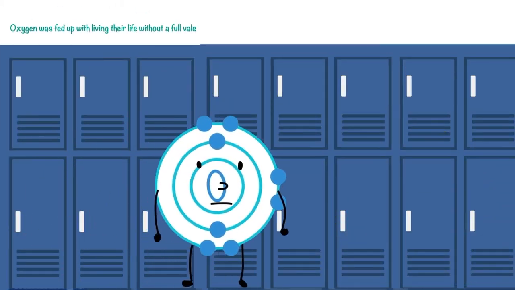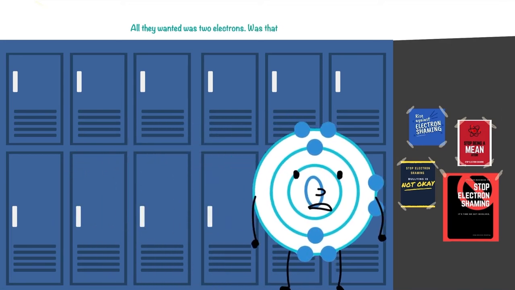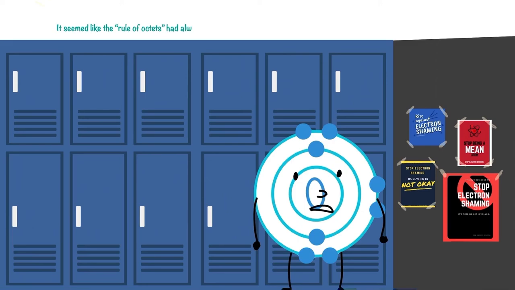Oxygen was fed up with living their life without a full valence shell. They were unhappy and constantly compared themselves to other atoms. All they wanted was 2 electrons. Was that really such a big request? It seemed like the rule of octets had always been so easy to reach, yet they'd still not found an atom to bond with.